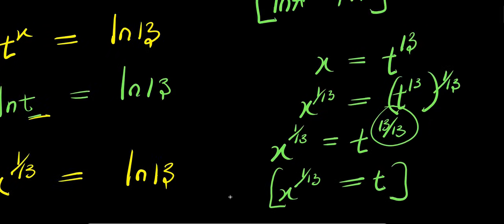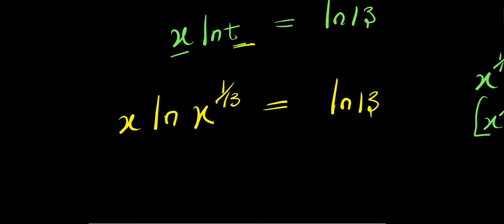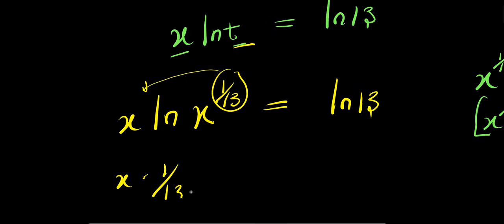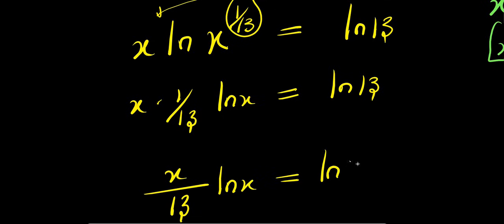So recall the property here: natural log of a power p equals p times natural log a. That means 1 over 13 will come behind this. I have x times 1 over 13 times natural log x equals natural log 13. So x times 1, that is x over 13 times natural log x equals natural log 13.